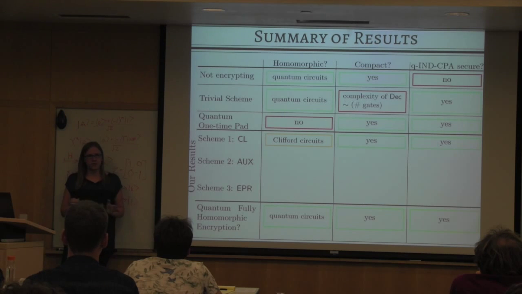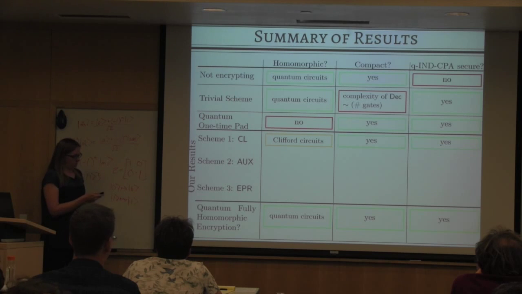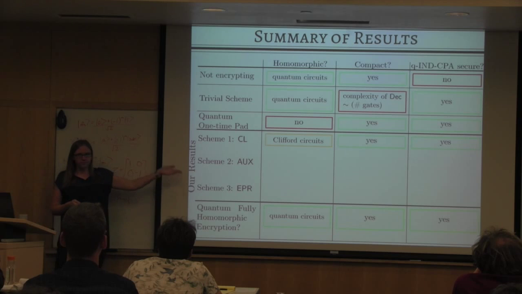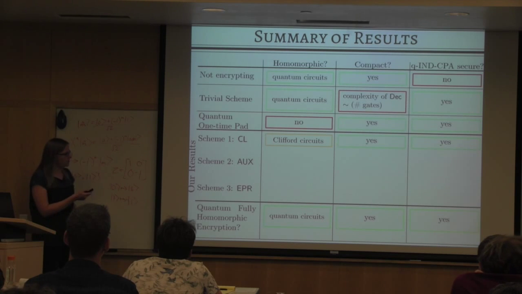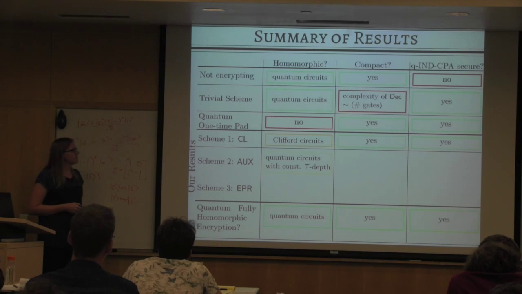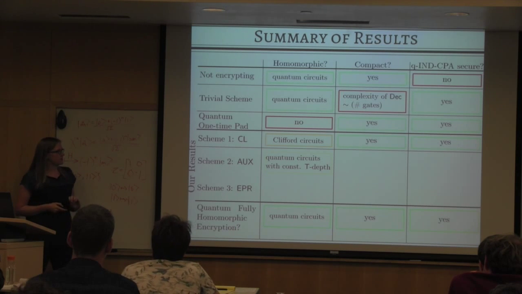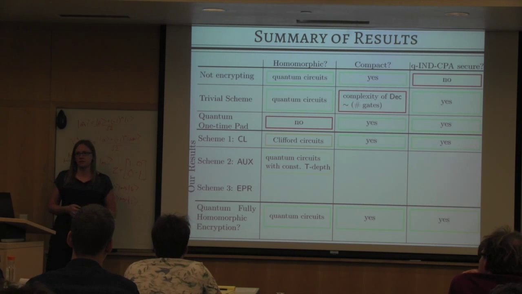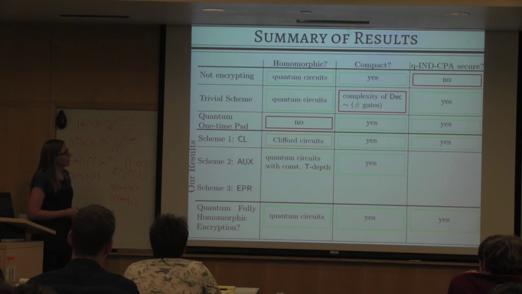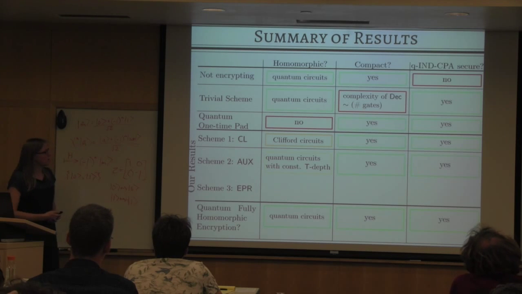And it's pretty simple, and I'm going to quickly run through it. It's pretty simple, but it's conceptually important because our other schemes build upon it. So we're able to extend this to a scheme which is homomorphic for quantum circuits with arbitrary Cliffords, but only constant depth in the non-Clifford T gate. And this is also secure and compact.